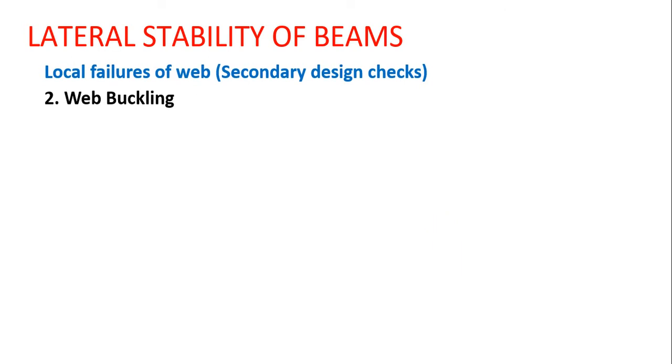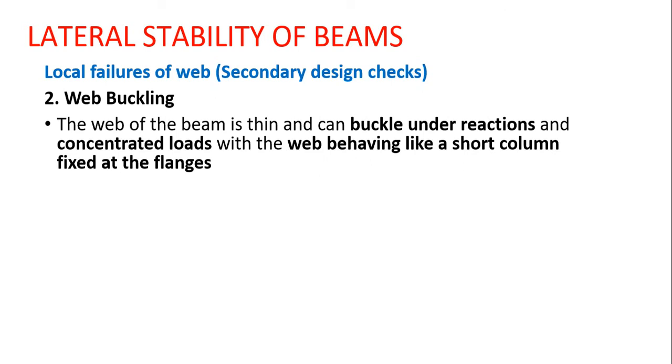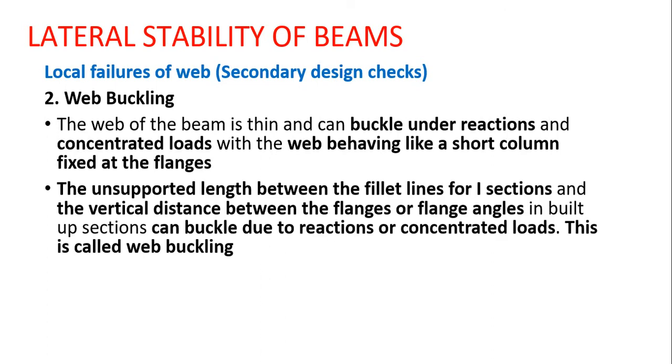So the next type of local failure is web buckling. The web of the beam is thin, we are aware of it, and can buckle under reactions and also concentrated loads, with the web behaving like a short column fixed at the flanges. The unsupported length of the fillet lines for I section and the vertical distance between the flanges or flange angles in built-up sections can buckle due to reactions or concentrated loads, and this is called web buckling. It is nothing but the bending of the web portion of the I section or channel section.